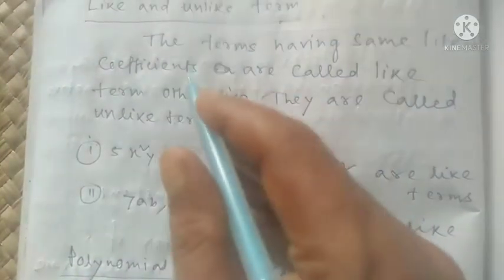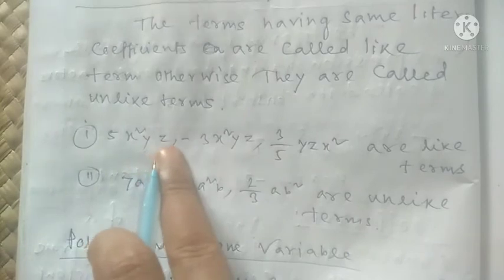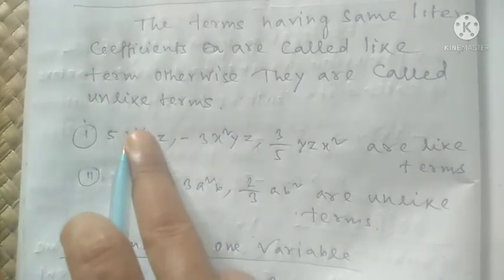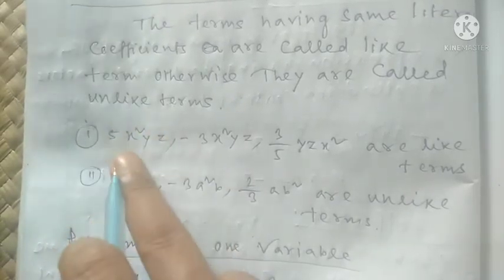I told you a few minutes ago what a literal coefficient is. In this example, 7AB, 7 is the numerical coefficient and AB is the literal coefficient. Then 5x square y, this is the literal coefficient.